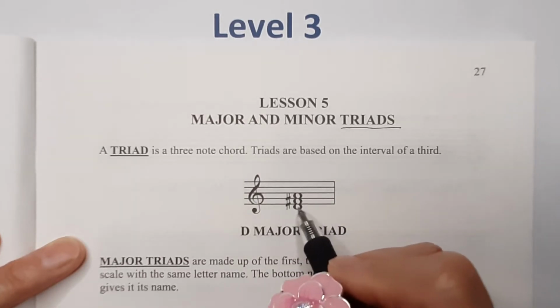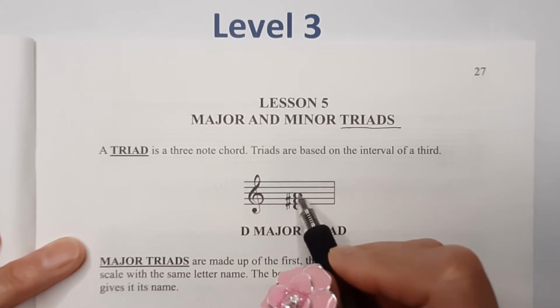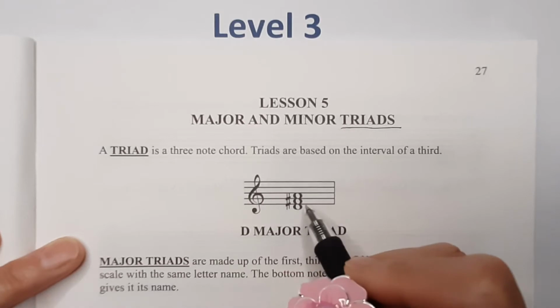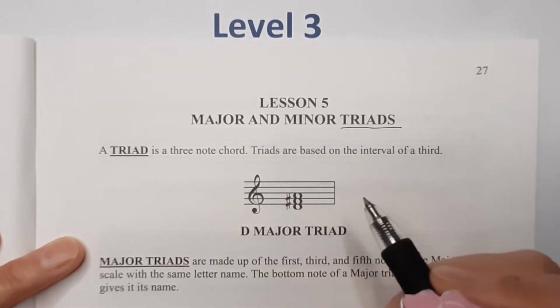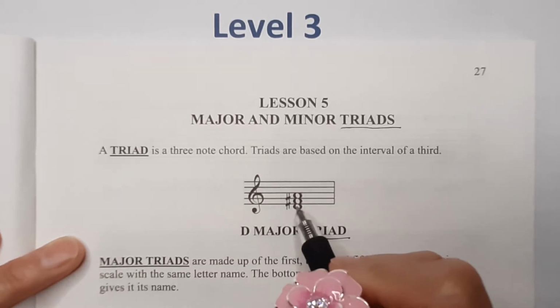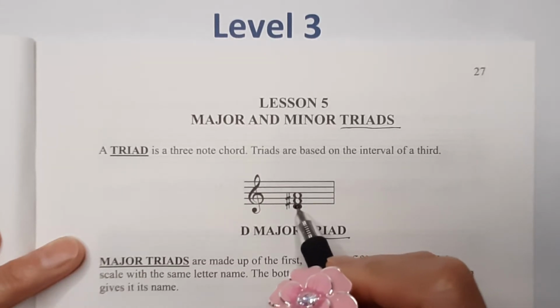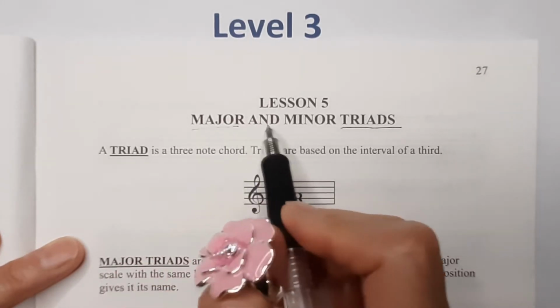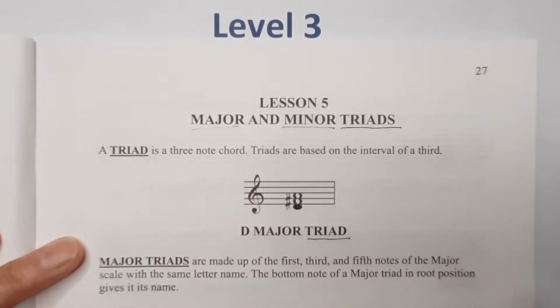Now, there's a D, there's F sharp, and there's A. Space, space, space. Now, from D to F sharp is an interval of a third, and from F sharp to A, again, an interval of a third. Okay, that's what you call a triad. And the bottom note is D, so you call this D major triad. See, there's major and minor triads. And I'm going to show you what major triads are.